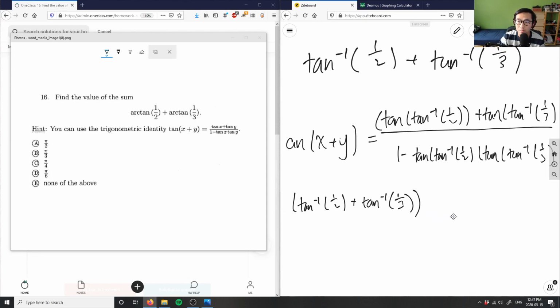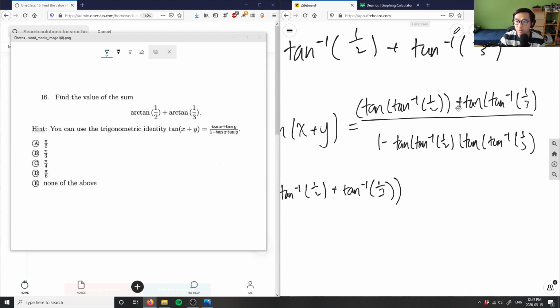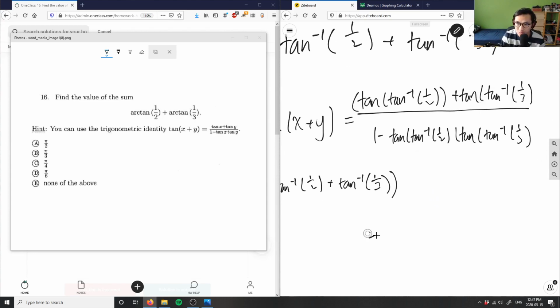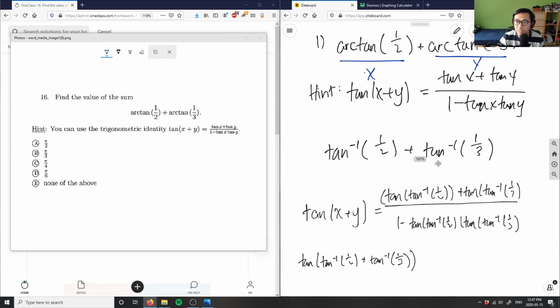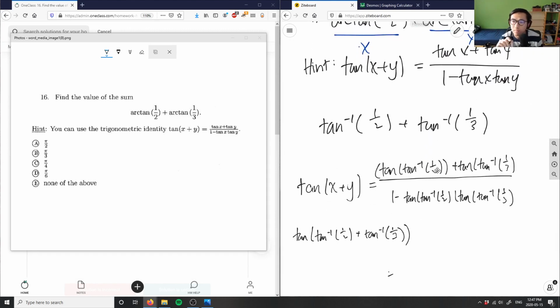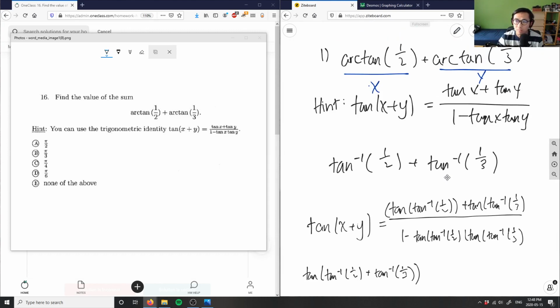So what I have here would be this. Again, tangent and tangent cancel out, and these tangents cancel out as well. And then I have 1 minus times the tangent here. This is going to cancel out, and this guy also cancels out. So I would get a value of, let me just see here. Let's see. If I assume these are x and y, I can plug them into this identity.